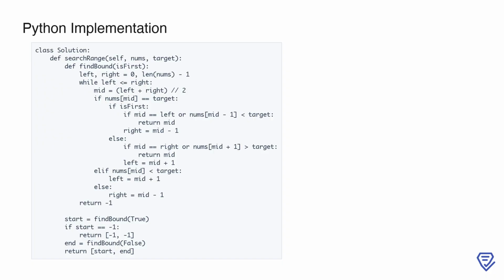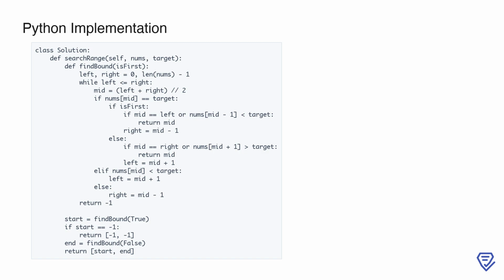The main method calls findBound twice, once to find the starting position, start, and again to find the ending position, end. If the target is not found, start == -1, the method immediately returns -1, -1. Otherwise, it returns the range, start, end.